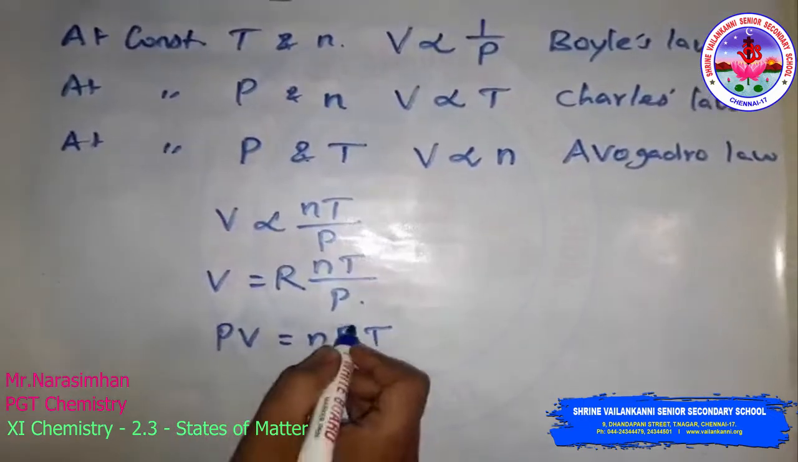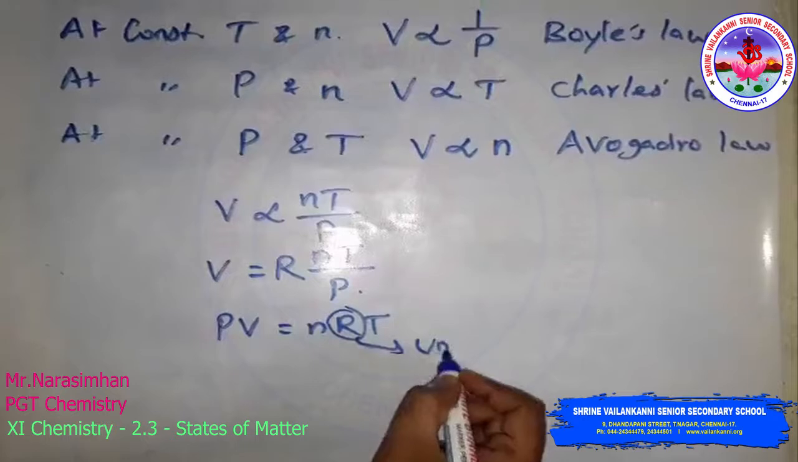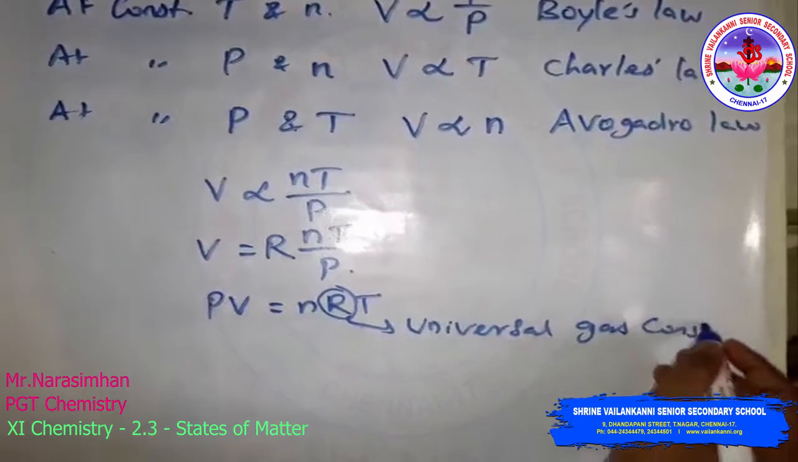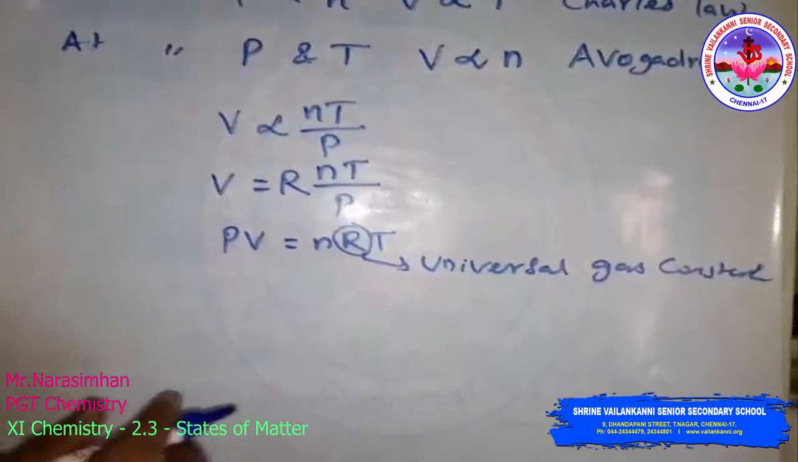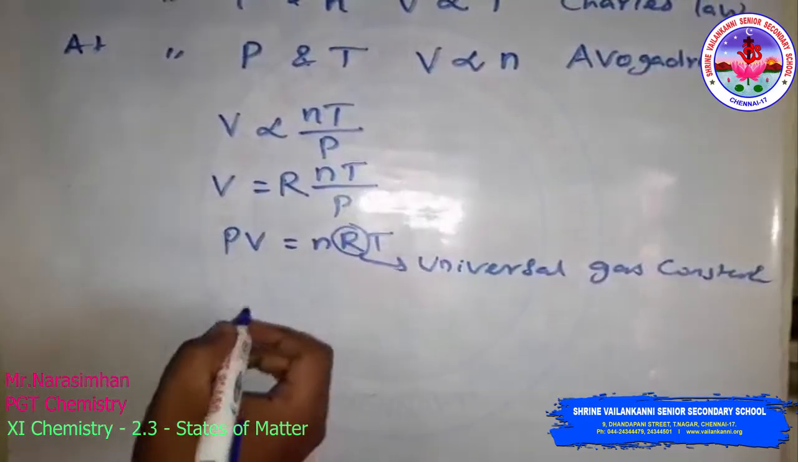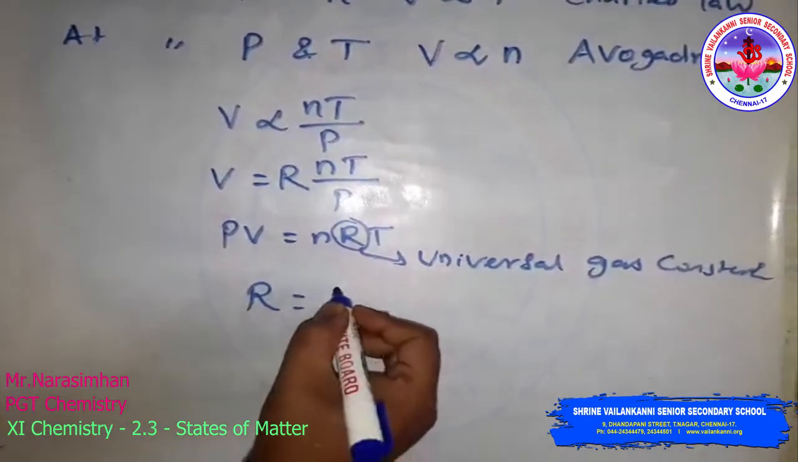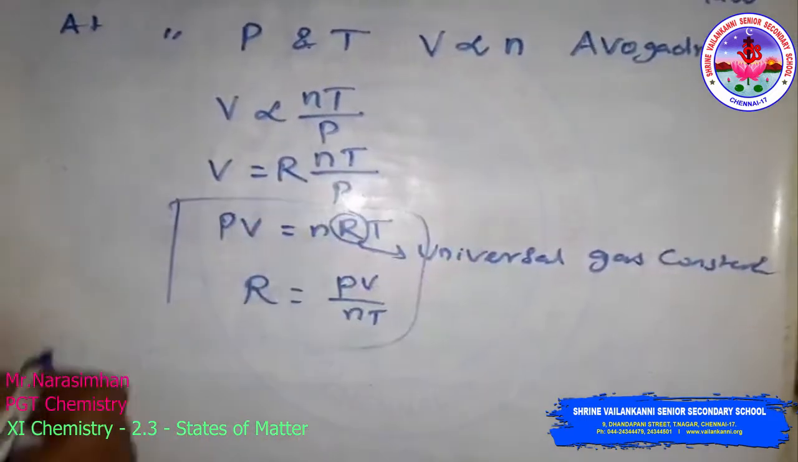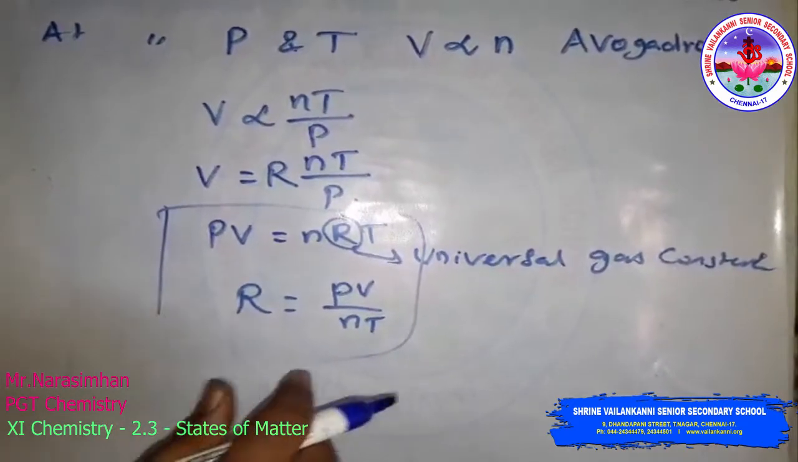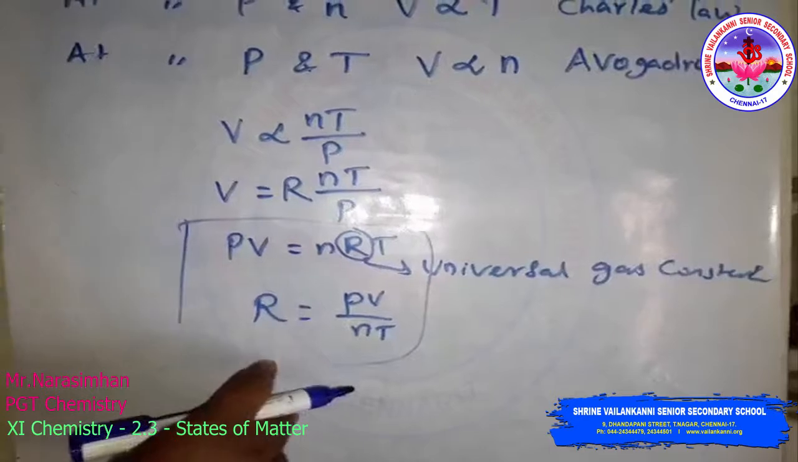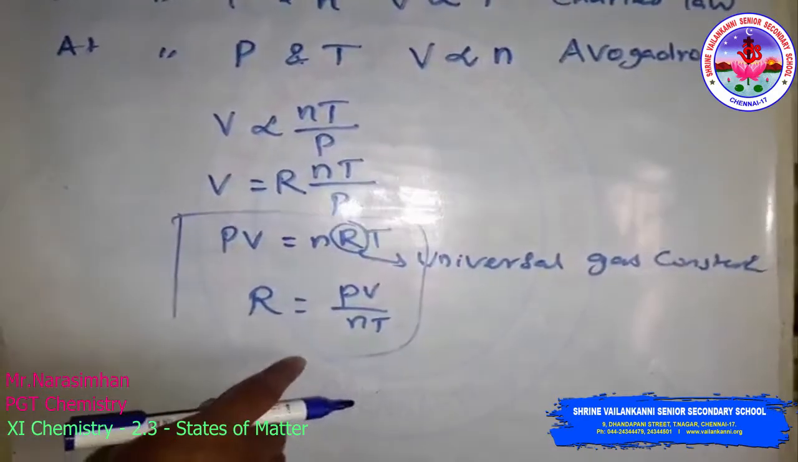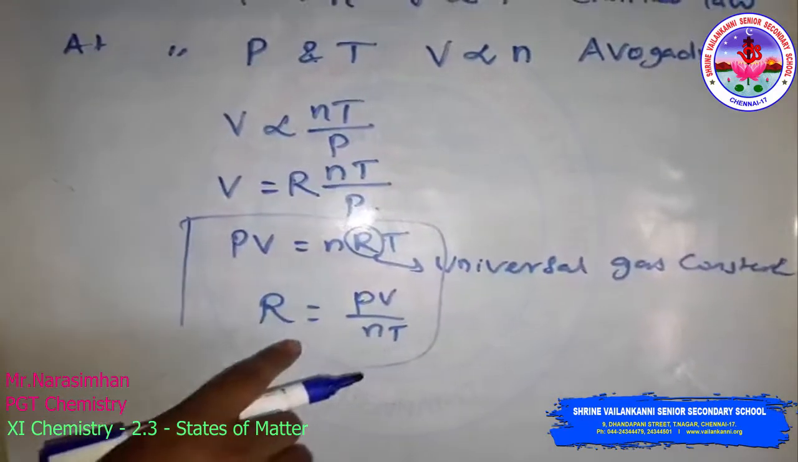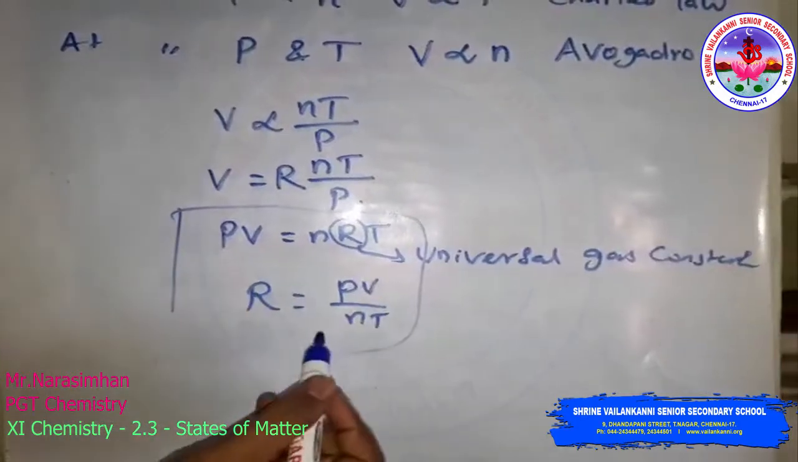Here R is the universal gas constant. You can also write it like this: R is equal to PV by nT. So both forms are the ideal gas equation. Here R depends upon the units in which the pressure, volume, and temperature are measured. If three variables in this equation are known, the fourth can be easily calculated.